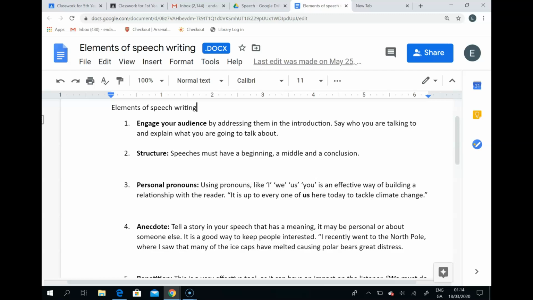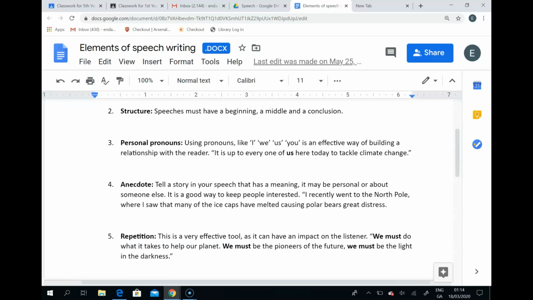Number 3, personal pronouns. Using pronouns like I, we, us, you is an effective way of building a relationship with the reader. "It is up to every one of us here today to tackle climate change." Leonardo DiCaprio used this in a speech about climate change. He talked about us. It makes people feel part of the crowd. It also makes them think you're talking to them, and it keeps them engaged.